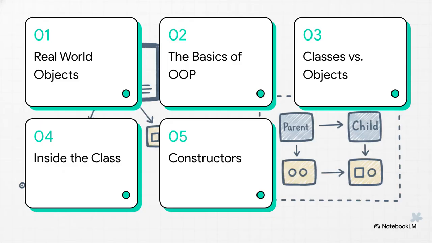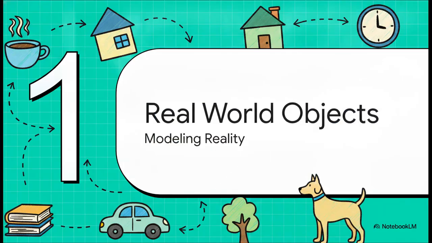Here is our concept to code path for today. First, objects in the real world. Second, the basics of OOP. Third, classes versus objects. Fourth, inside the class. And finally, number 5, building with constructors. Let's get right to it. Starting off with Section 1, objects in the real world.